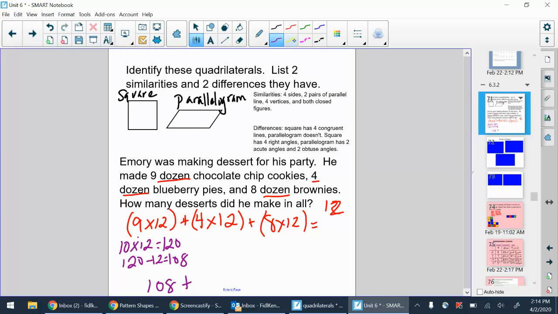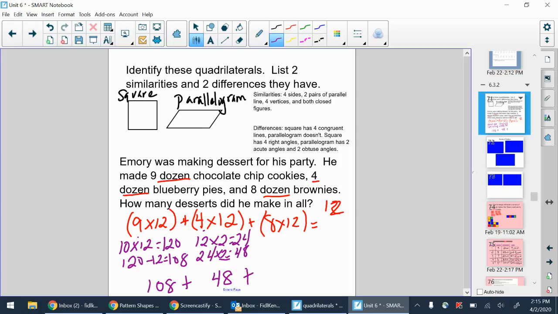Okay. Then I need to figure out 4 times 12. Well, when I multiply by 4, I like to do double doubles. So I'm going to double 12 and get 24, and then I'm going to double 24 and get 48. Because I did 2 groups of 2, I doubled and then I doubled. So he made 48 pies. That's a lot of pie. But he did invite a lot of people to his party, didn't he?